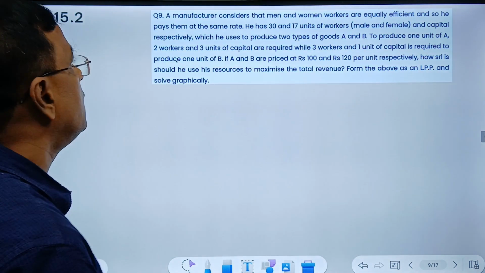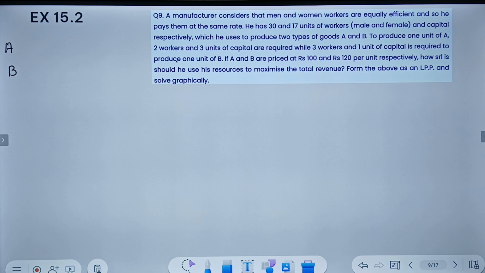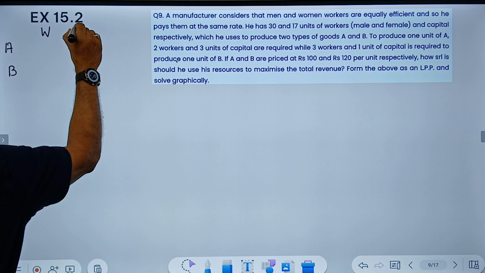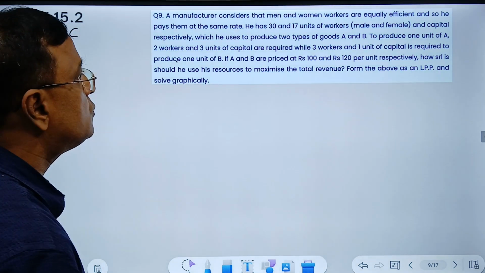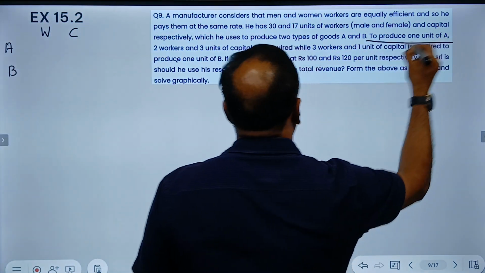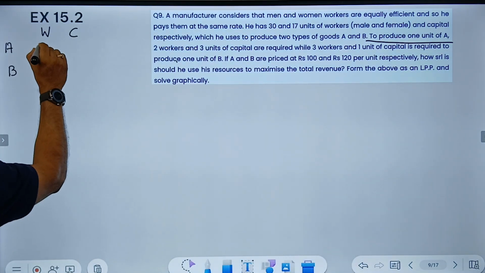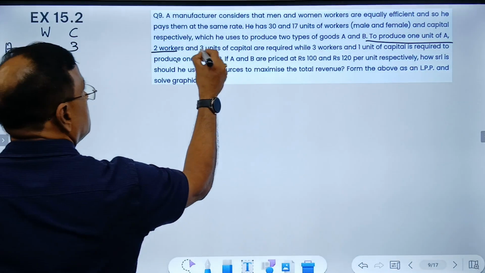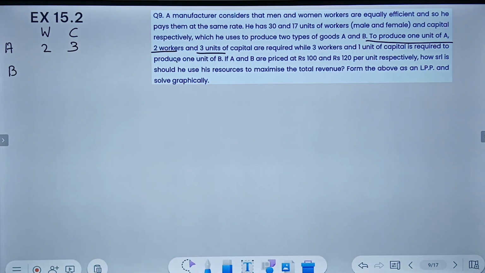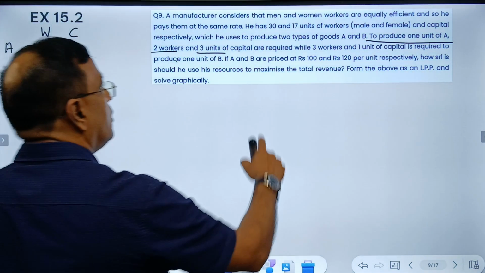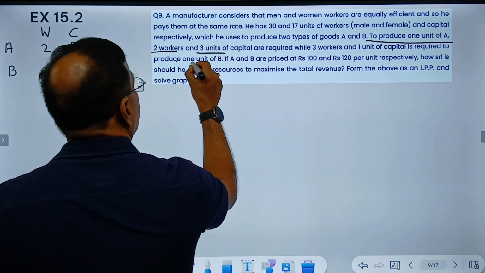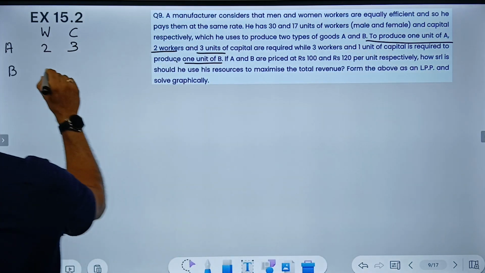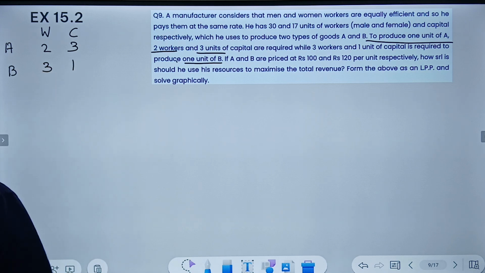To produce 1 unit of A, 2 workers are required and 3 units of capital. Here W stands for worker, C stands for capital. So to produce 1 unit of A, you need 2 units of worker and 3 units of capital, correct? This is what I am dealing with. Is that clear? Now for 1 unit of B, what is required? 3 workers and 1 unit of capital.